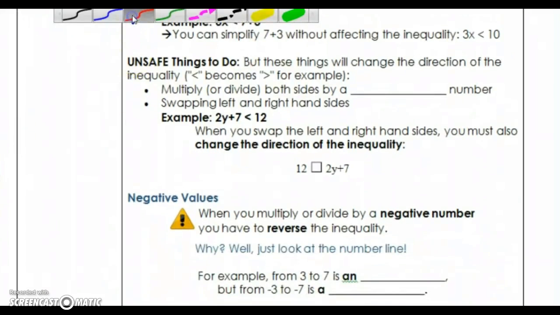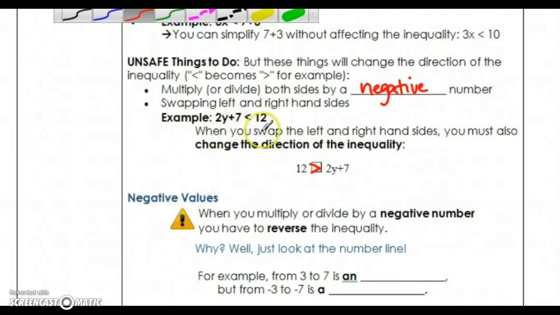Unsafe things. So unsafe things would be changing the direction of the inequality sign. So going this way, now this way. How that's going to happen is if we multiply or divide both sides by a negative number. You might remember that we had to switch our sign, swap it from the left to the right. So when you swap the left and the right-hand side, you must also change the direction of that inequality sign.